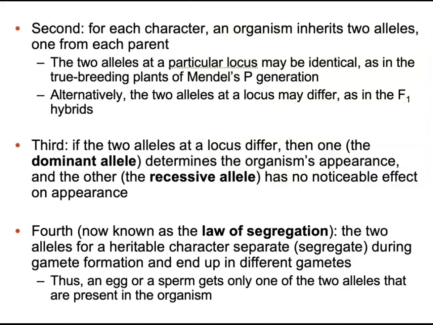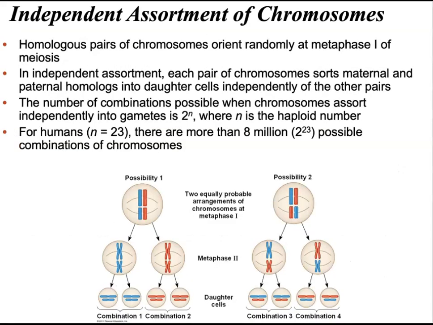Mendel's fourth law, now known as the law of segregation: the two alleles for a heritable character separate or segregate during gamete formation and end up in different gametes. Thus, an egg or a sperm gets only one of the two alleles that are present in the organism. We already know this happens because we learned meiosis, which separates homologs, then sister chromatids, to produce haploid cells. This is necessary so that when the sperm and the egg meet during fertilization, the diploid chromosome number is restored.